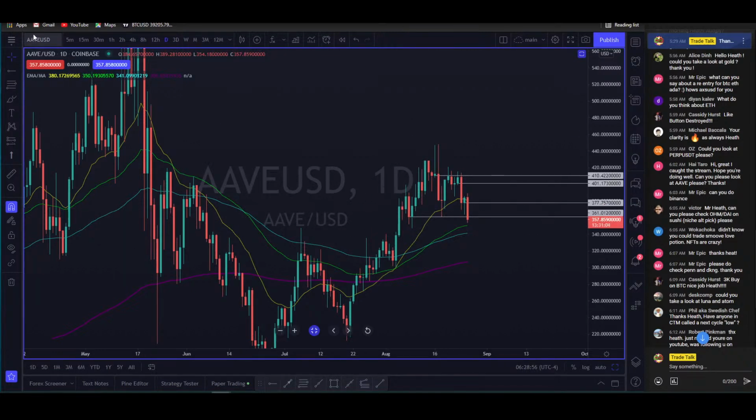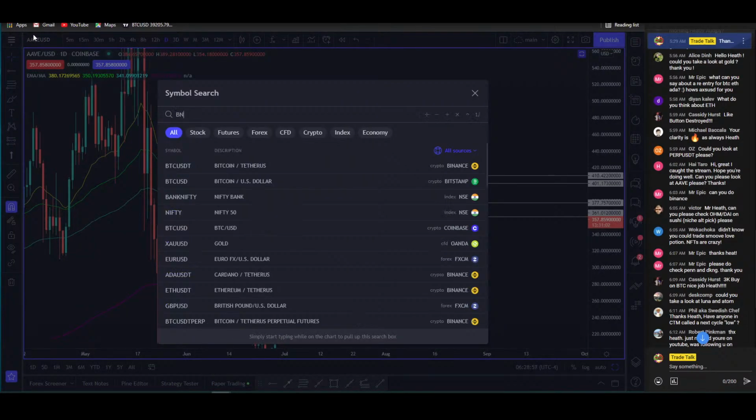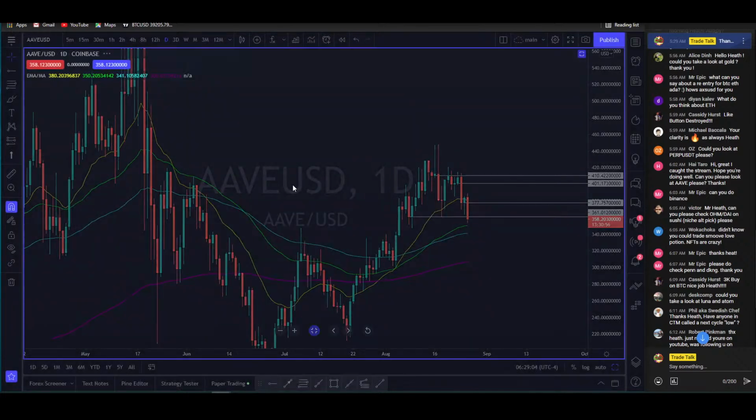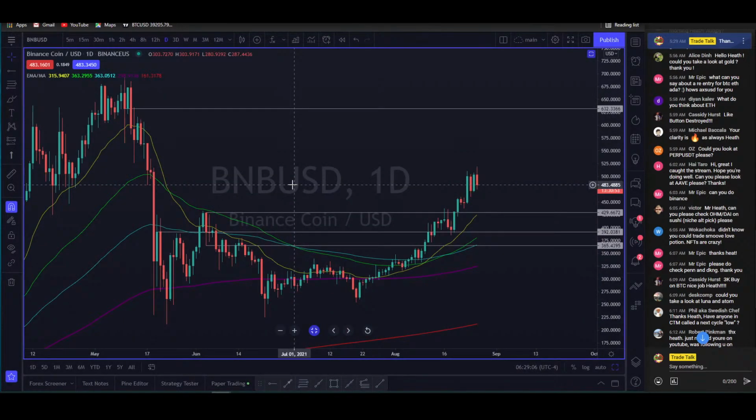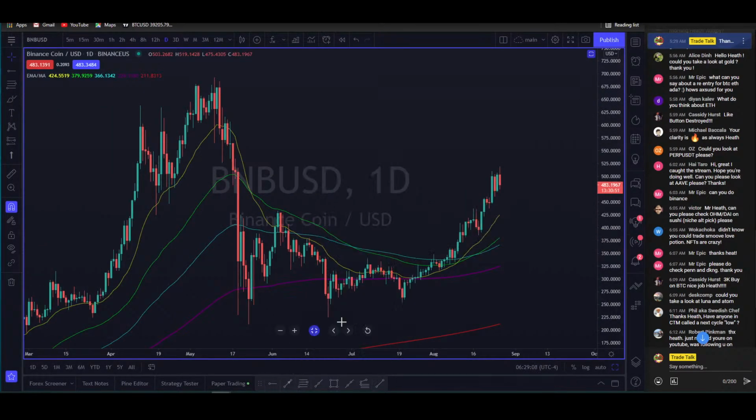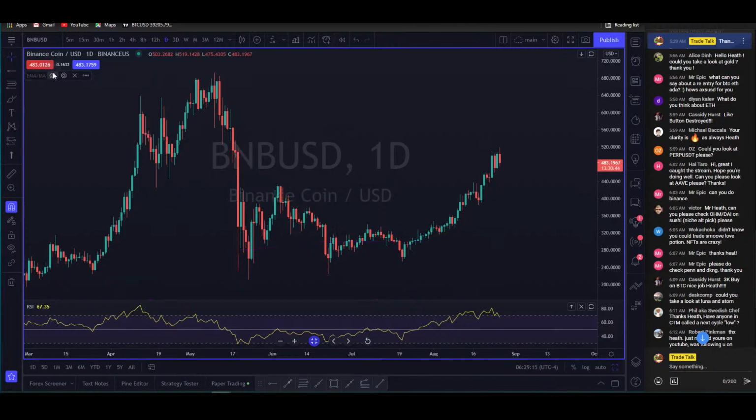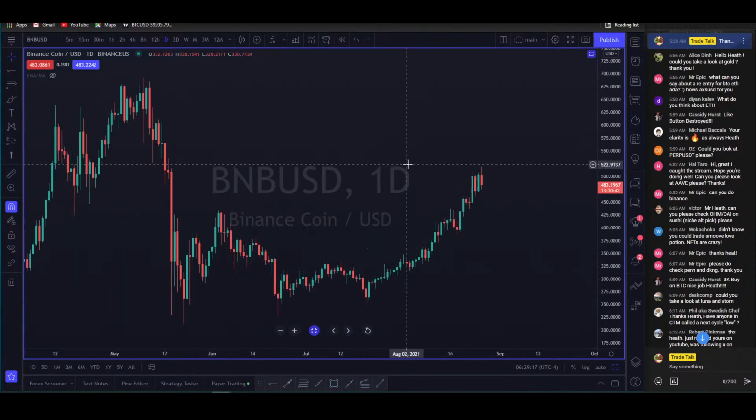Binance, BNB. Binance Coin USD. So it's broke out, looks good above all moving averages, still in overbought territory. So this thing is definitely bullish. But like I said, if Bitcoin loses it, so will this.